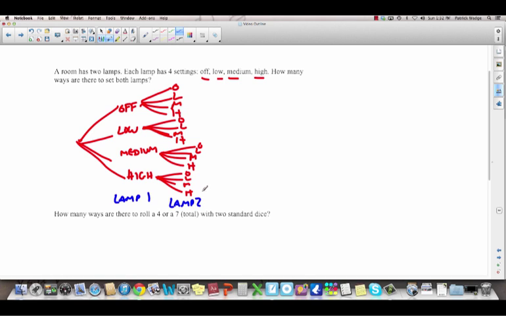So when you want to know what all the different possibilities are, where you look is right out here at the end, and you just count out how many things there are at the end here. 1, 2, 3, 4, 5, 6, 7, 8, 9, 10, 11, 12, 13, 14, 15, 16. There's 16 possible outcomes.